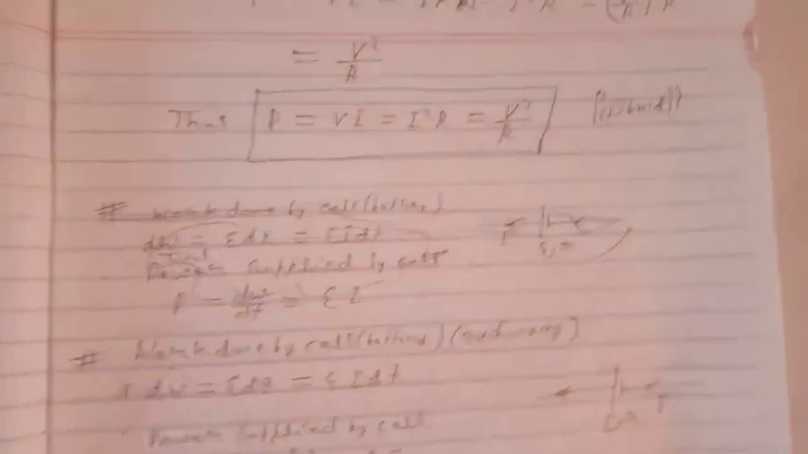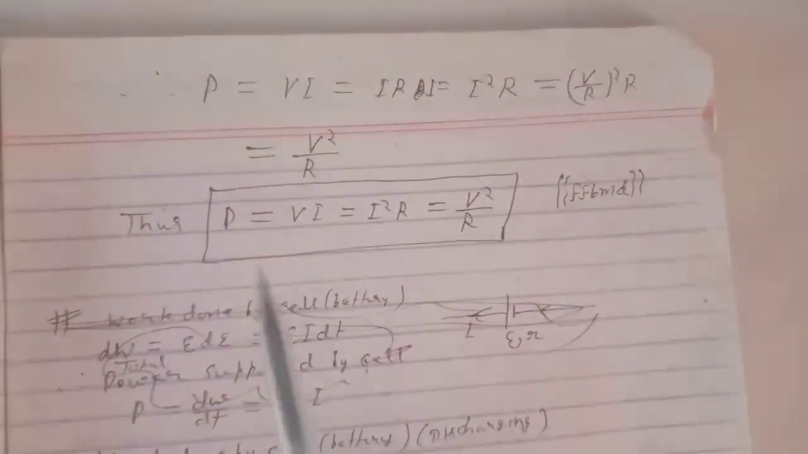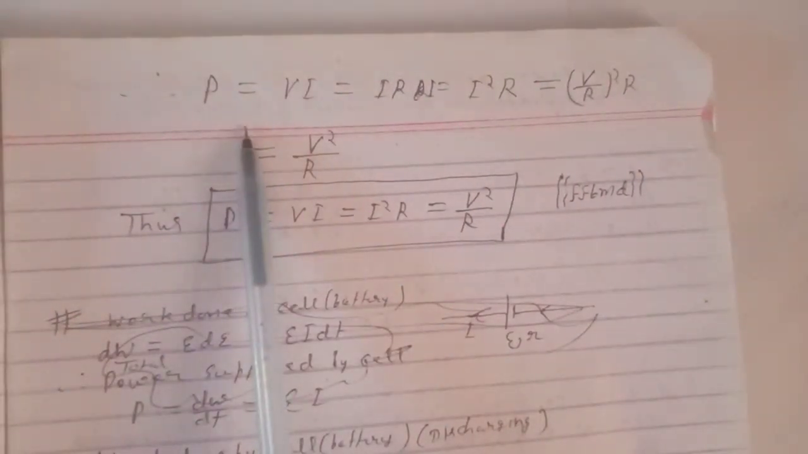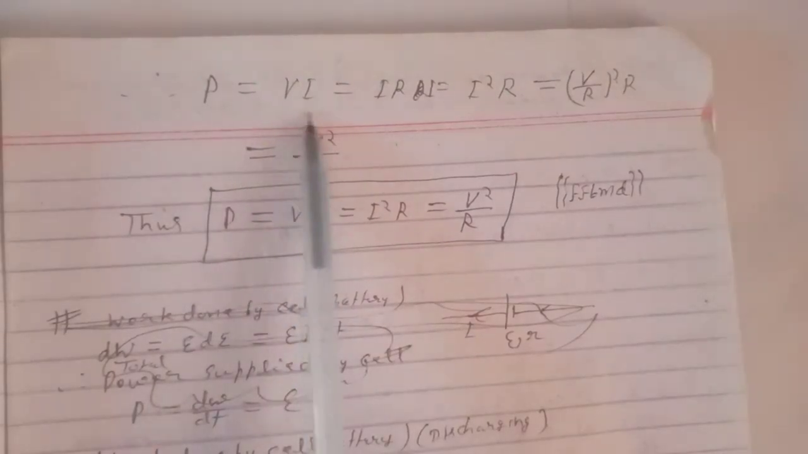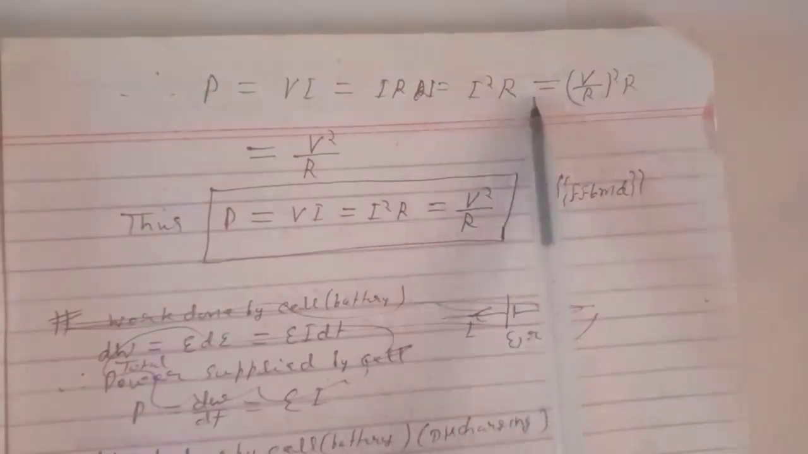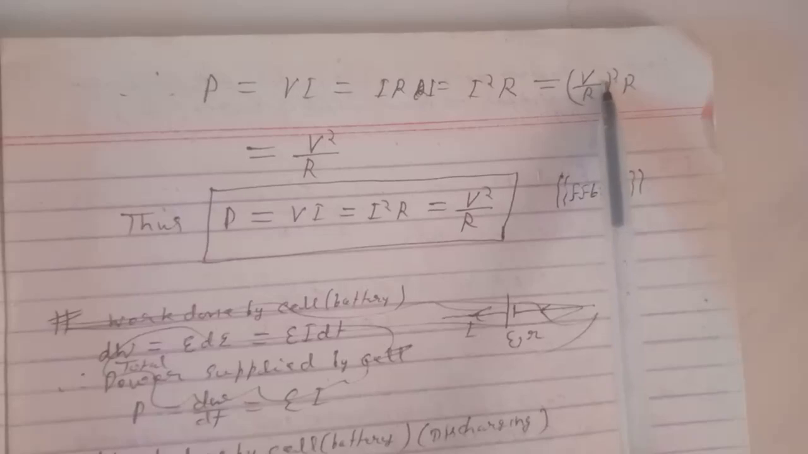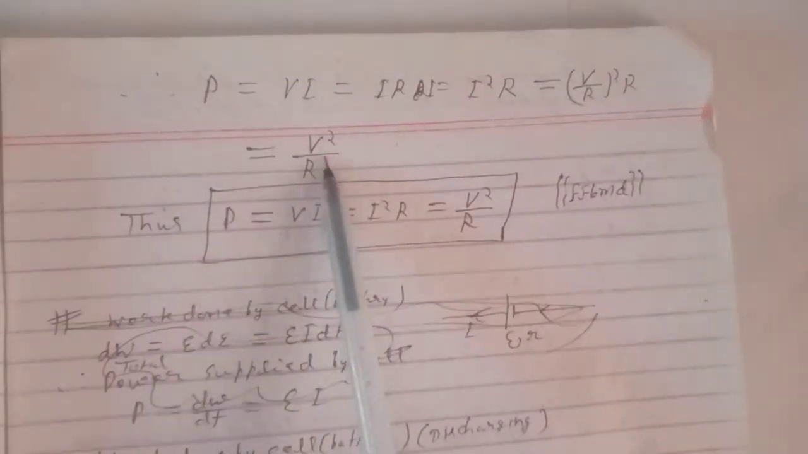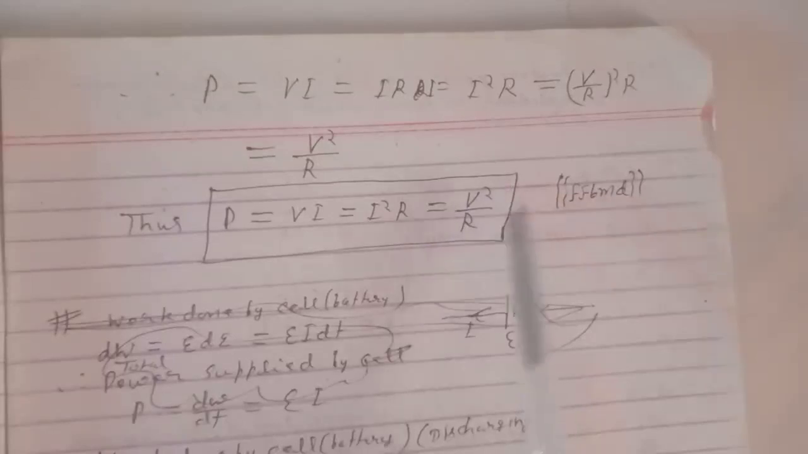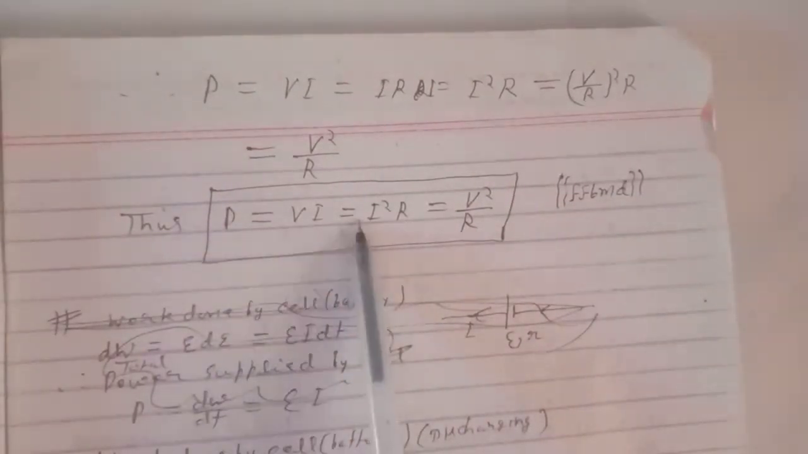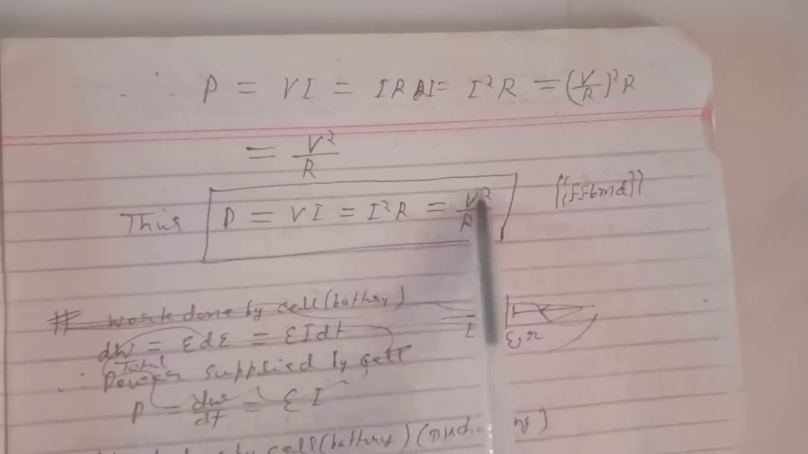Power dissipated in the circuit. If the portion of the circuit is a resistor, the potential difference is given by V equals IR. Hence P equals VI or IR into I equal to I square R, or I equals V by R, so (V by R) whole square into R, or V square by R. Thus we have the formula for power as P equals VI equals I square R or equals V square by R.